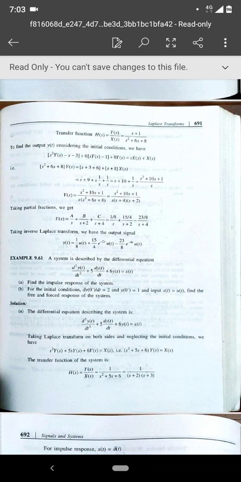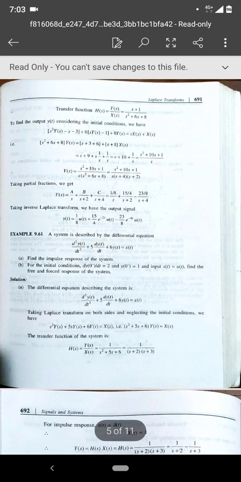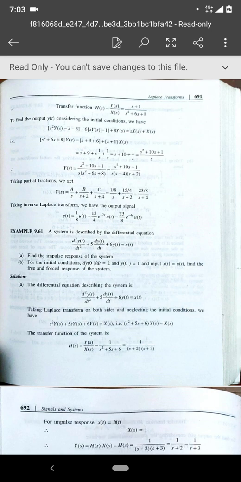Whenever the impulse response is taken, initial conditions have to be taken as 0. That is another point, for the transfer function as well as the impulse response. Why are initial conditions neglected for the impulse response? Because the impulse response is h of t. So whenever you take the Laplace transform of h of t, you'll get H of s.